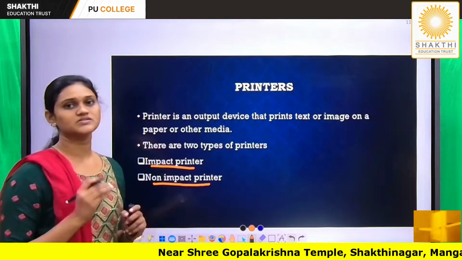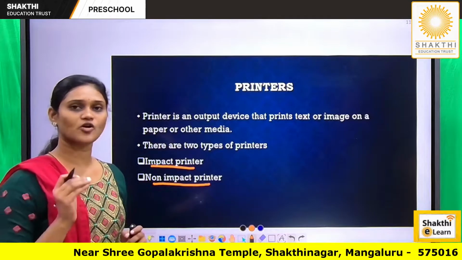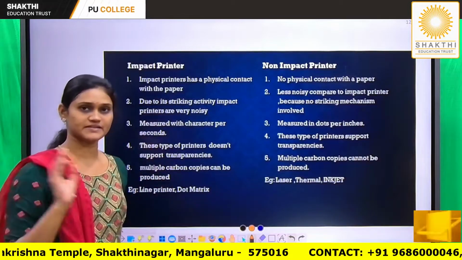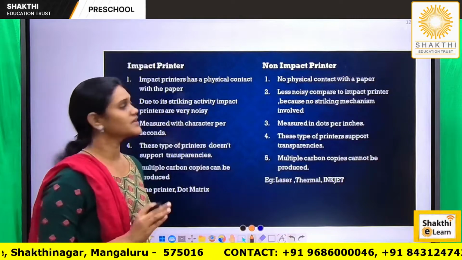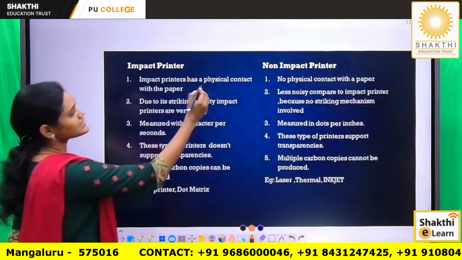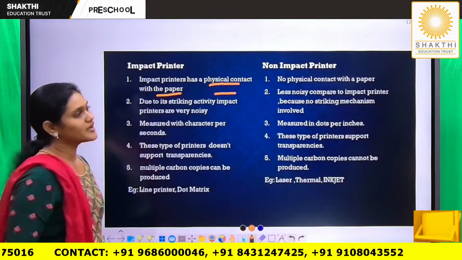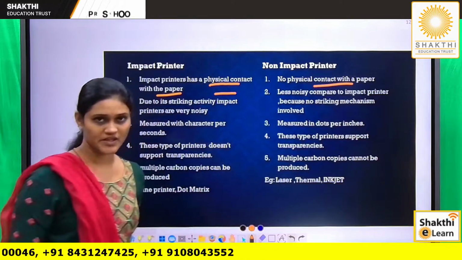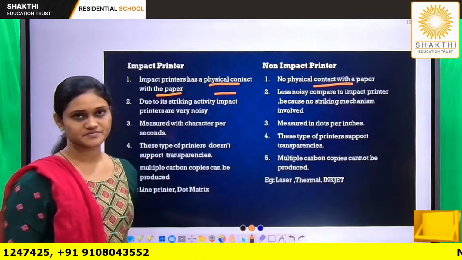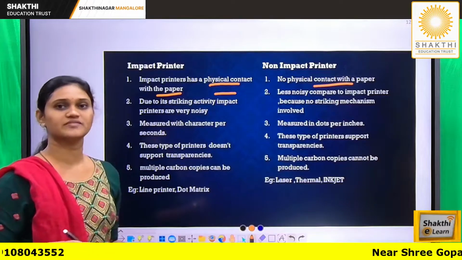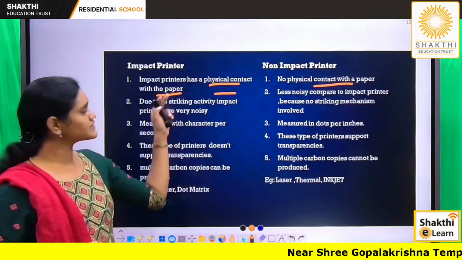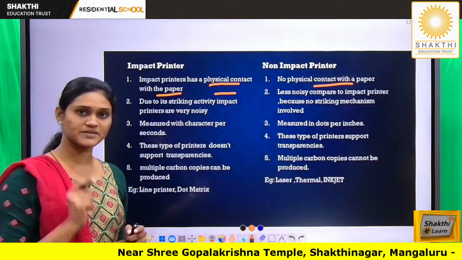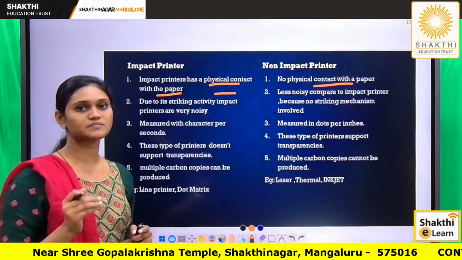Now let's see the difference between an impact printer and a non-impact printer. Impact printers were used earlier. Now we have non-impact printers. The main difference is that an impact printer has physical contact with the paper, whereas a non-impact printer does not have any physical contact with the paper because it uses cartridges. The recent printers we use today have cartridges. But in the earlier days, we didn't have any cartridges. We had striking, like metal pins. It was striking and thus the print was created.